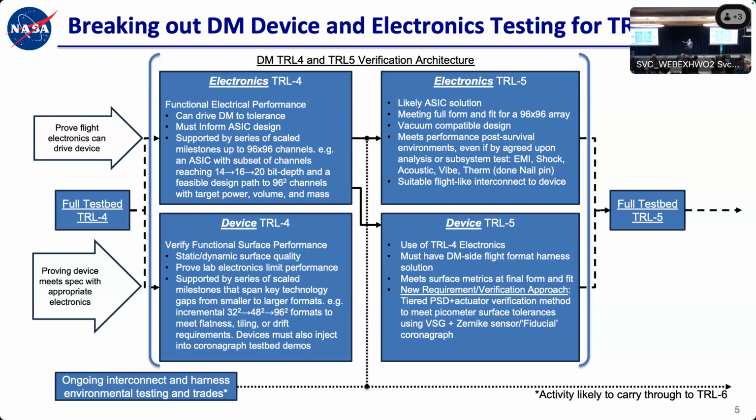Whereas for the DM verification, we want to prove that it can respond and behave, assuming that it has sufficiently good electronics to operate in. By breaking it down and decomposing it that way, we can work on those TRL-raising activities in parallel. You can use, for example, TRL4 electronics or breadboard electronics to verify a TRL5 device, and then allow the development of, for example, an ASIC for a TRL5 device to go in parallel, and then those two can get married and introduced into coronagraph testbed verifications.